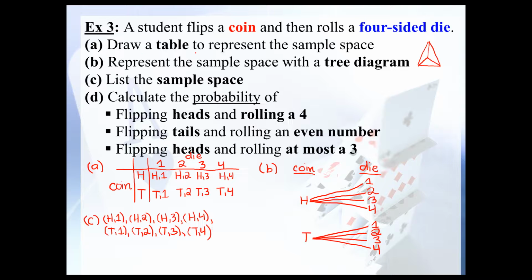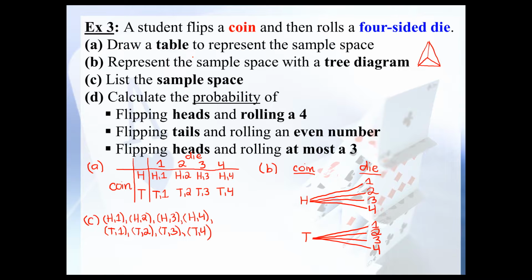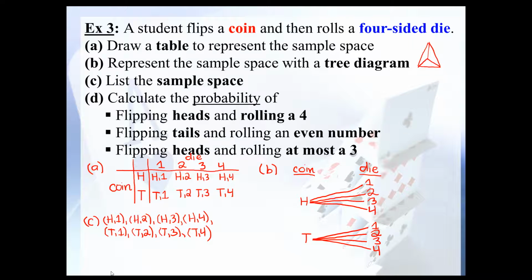If we go back to this picture here, the total number of possible outcomes is 8. We've identified that whether you look at the table entries, the number of branches on the tree, or the number of open and closed brackets you'd have for the sample space. Now, how many ways can you actually get heads and then roll a 4? Well, we can look at this. I'm going to choose a different color just to highlight it. So let's go with green here.